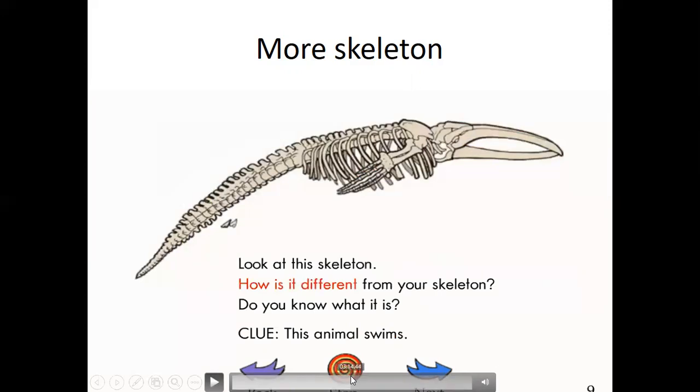Then look at this skeleton. It is different from our skeleton in that it has no arms and no legs, and its skull bone is very long. The clue for this animal is that this animal swims.